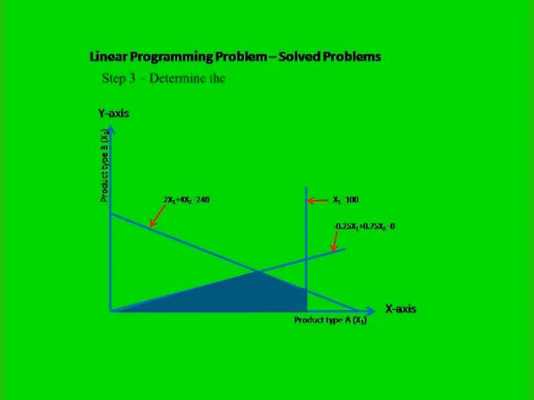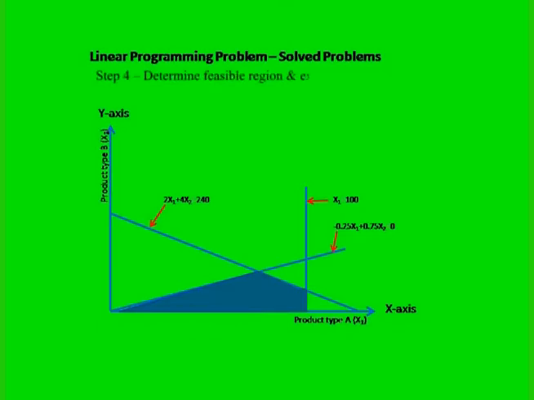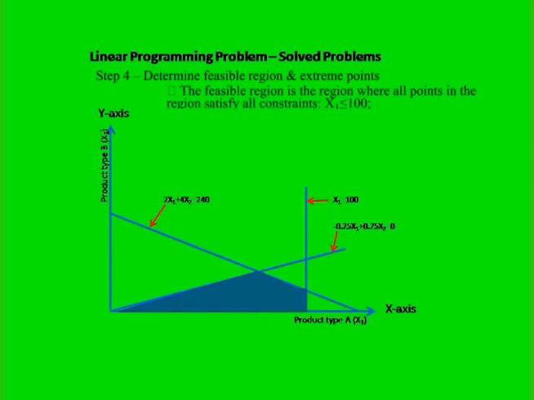Step 3. Determine the valid side for each constraint line. The valid side for each constraint line and combined constraint is already determined in step 2 alongside drawing the graph. Step 4. Determine the feasible region and extreme points. The feasible region is the region where all points in the region satisfy all constraints. That's x1 less than or equal to 100, negative 0.25x1 plus 0.75x2 less than or equal to 0, and 2x1 plus 4x2 less than or equal to 240.